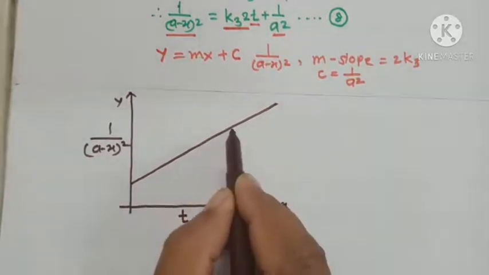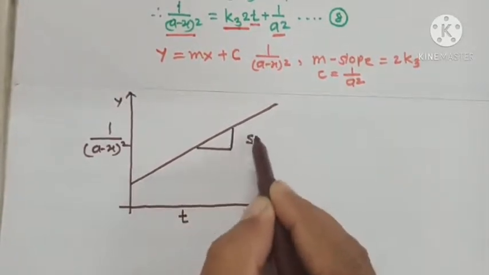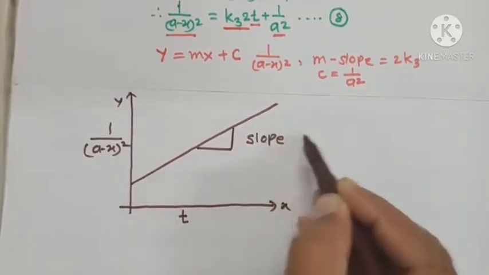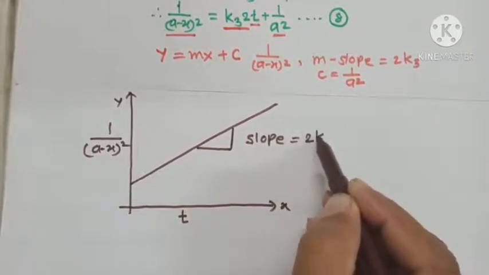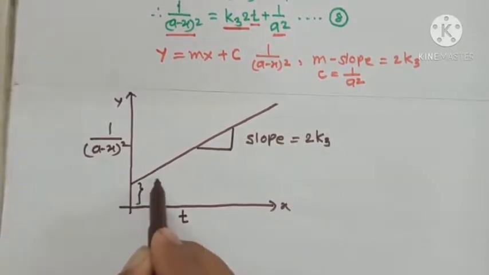So first, let us calculate the slope. What will be the slope? Slope is equal to twice k3, and this intercept is 1 upon a raised to 2.